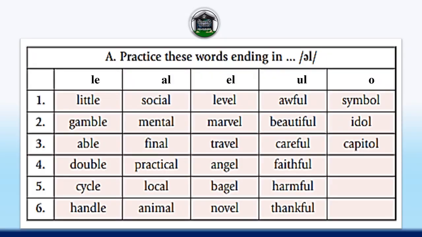Words ending in le, al, el, ul, ol. Little, social, level, awful, symbol. Gamble, mental, marvel, beautiful, idle. Able, final, travel, careful, capital. Double, practical, angel, faithful. Cycle, local, bagel, harmful. Handle, animal, novel, thankful.